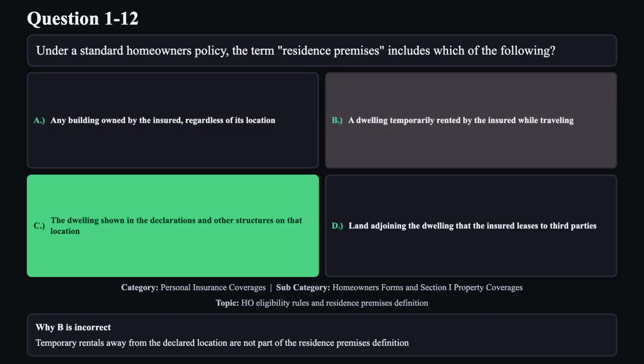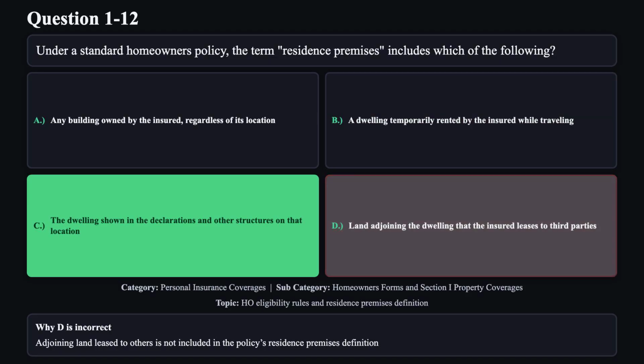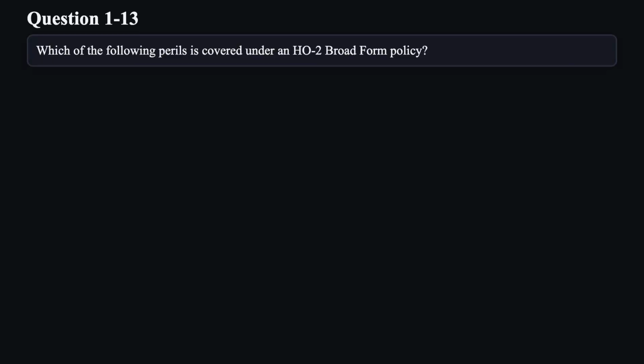Reason B is not correct. Temporary rentals away from the declared location are not part of the residence premises definition. Reason D is not correct. Adjoining land leased to others is not included in the policy's residence premises definition. Question 13. Which of the following perils is covered under an HO2 broad form policy?